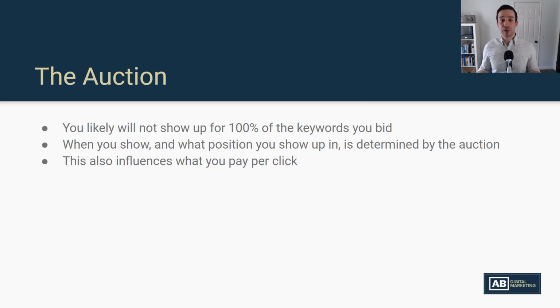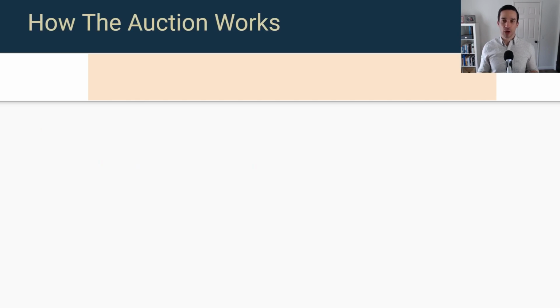And then this also influences what you pay per click. Most people assume incorrectly that the ad that shows up at the top is the one that's going to be the most expensive click, but that is not always the case. So let's actually dive into how the auction works.